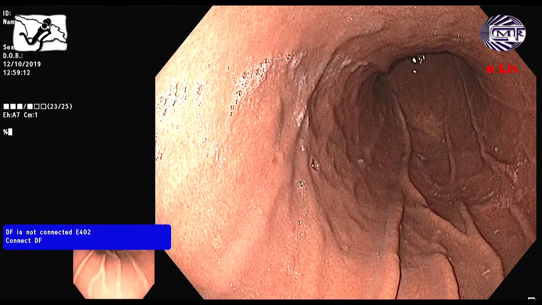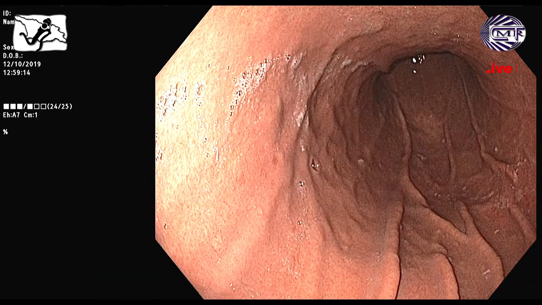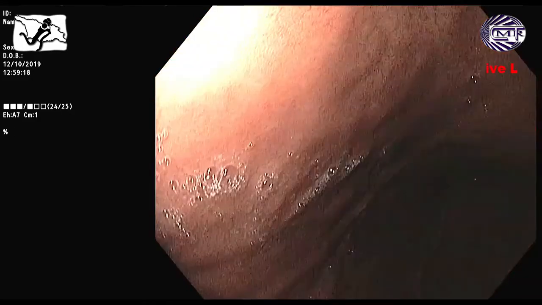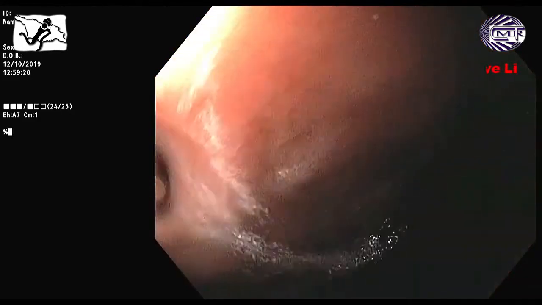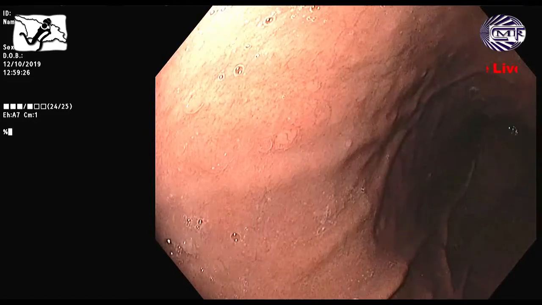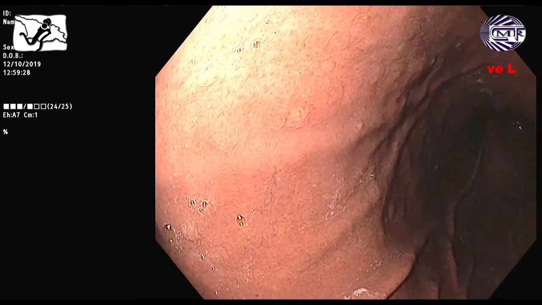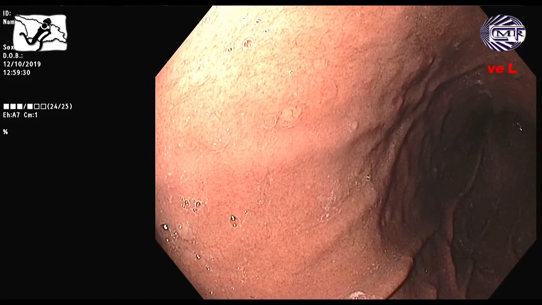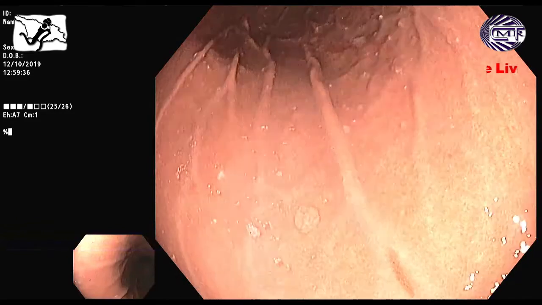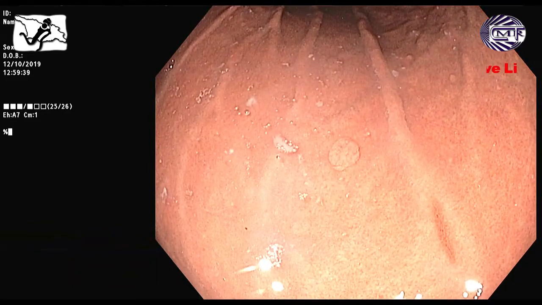Anterior wall. Clear. Water, please. Water. To clean up the mucus, I push the pedal for the water jet. Okay, as you can see, a lot of small polyps on the patient's stomach. Pull back. Here again. Yeah.